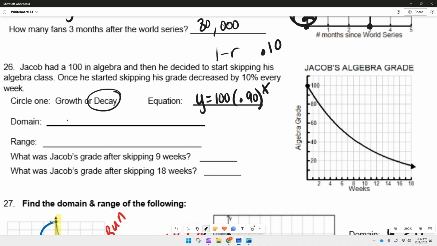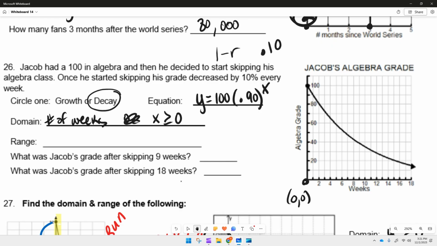Now, your domain. Your domain is going to be, we're starting at 0, 0. So you can look at it a couple ways. The domain is representing the number of weeks. So we're starting at week 0. So you could say from week 0 to however many weeks. So I would say x is greater than or equal to 0.